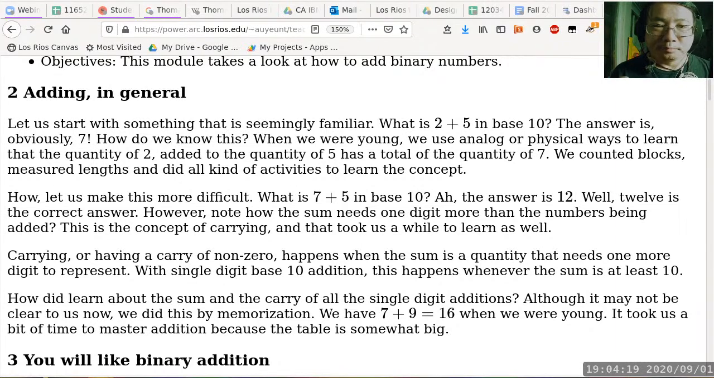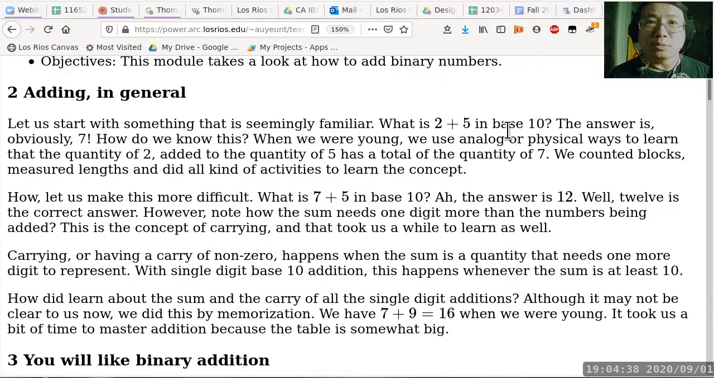All right. What we'll do is start with a discussion of addition, but it's going to be in base 10. The first question is, what is 2 plus 5 in base 10? That's really obvious, right? It's 7. So how do we know this?